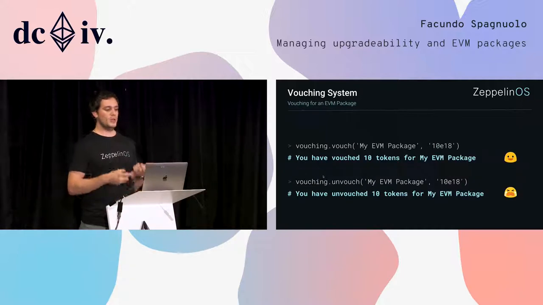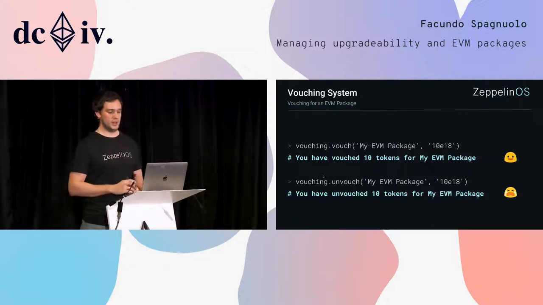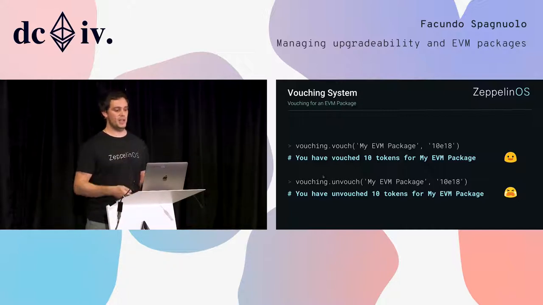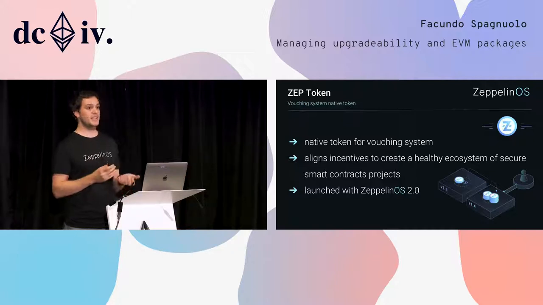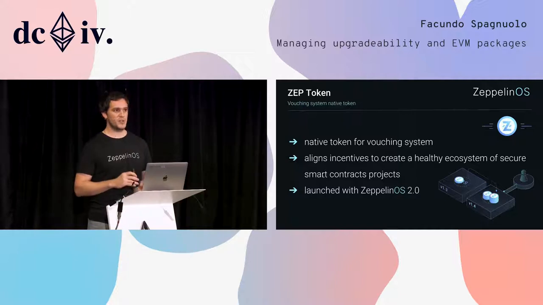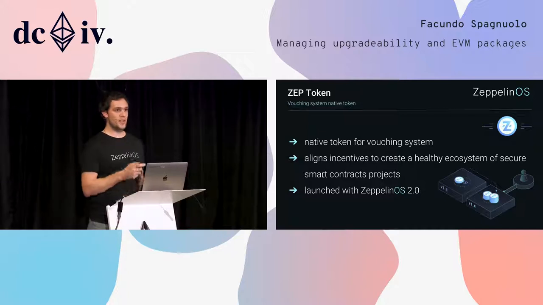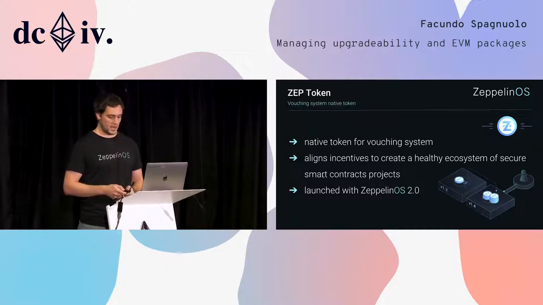And of course, you can also start vouching some amounts for EVM packages that are already registered in the vouching system. And the amounts that we are vouching here are not just numbers, and this is where the ZEP token is born. The ZEP token is the native token of the vouching system, and it's basically what allows us to align the incentives in order to create a healthy ecosystem of secure smart contracts projects. And it was also launched with the second version of Zeppelin OS, along with the vouching system.